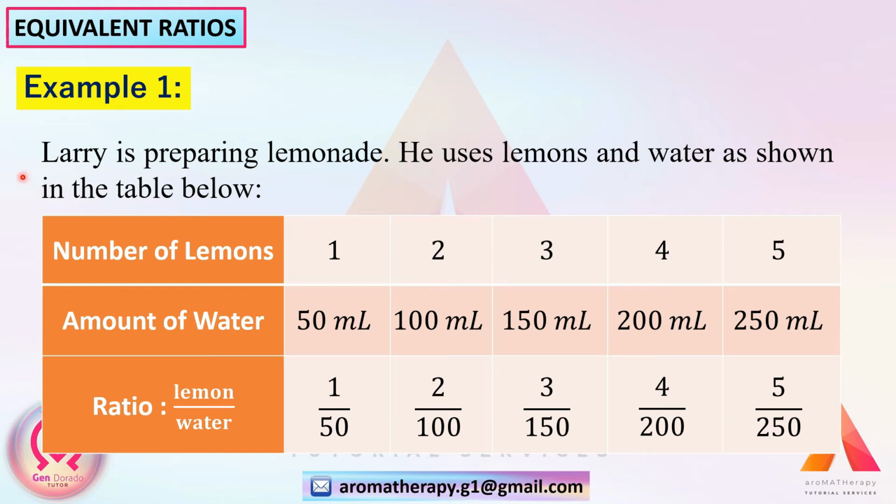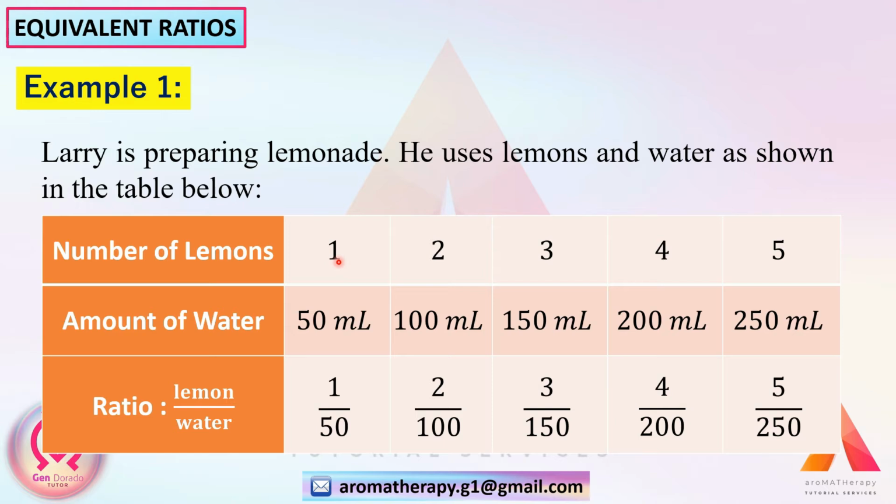Example number 2. Larry is preparing lemonade. He uses lemons and water as shown in the table. So please be familiar with this table. Ayan. Number of lemons, amount of water, the ratio of lemon is to water, lemon over water. The ratio of lemon and water, okay?